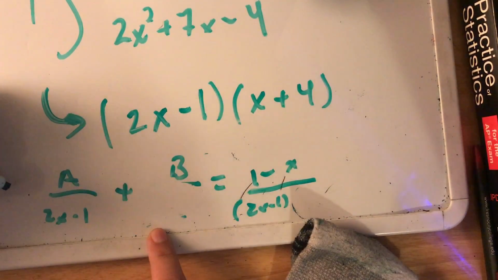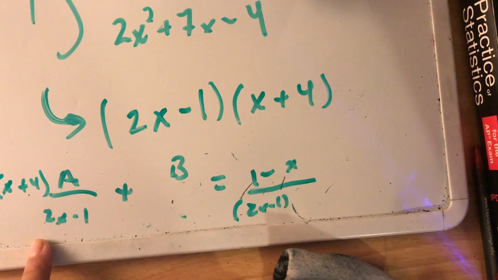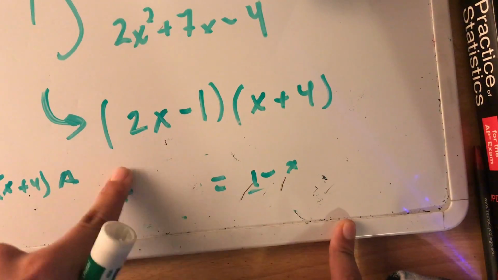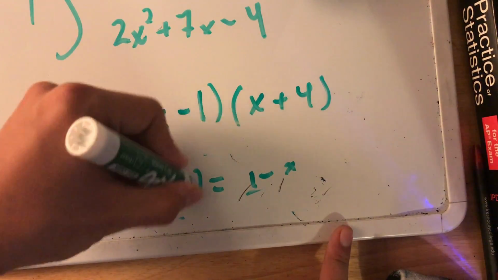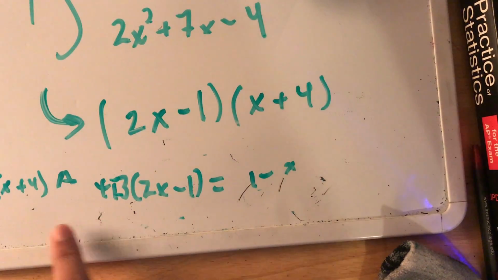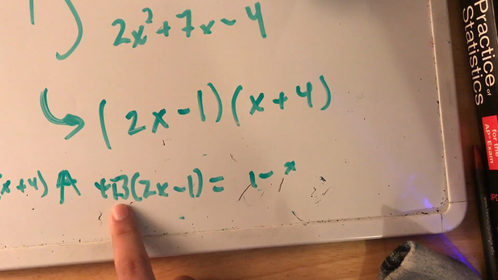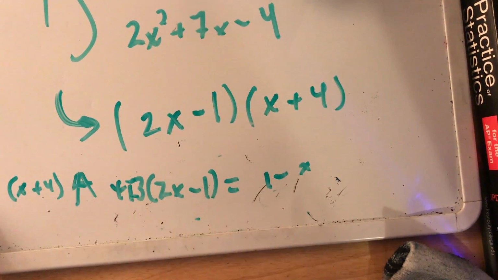Then we end up with x plus 4 times a divided by 2x minus 1. Do the same thing with 2x minus 1, and this cancels out, and then we get b times 2x minus 1. Now we're going to create two scenarios where we can solve for a and b. In order to do that, we need to make b equal to 0 to solve for a, and a equal to 0 to solve for b. So how are we going to do that?